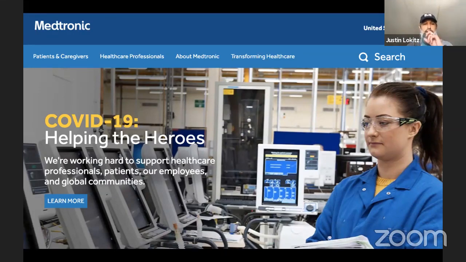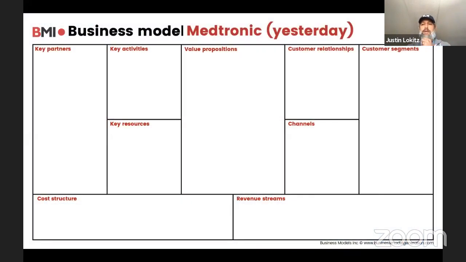So there's another example here, and this is Medtronic. And Medtronic's an old company. It's been around for more than 100 years, I believe. And it's a medical equipment company. Really, that's what it's been about. It's turned into, however, a medical services company. And here's what I mean.